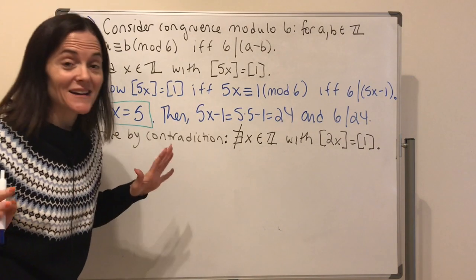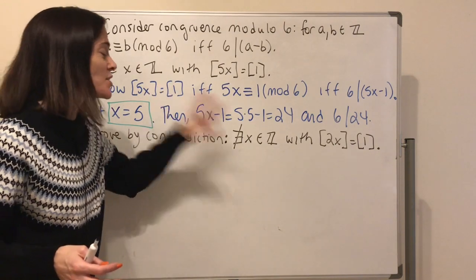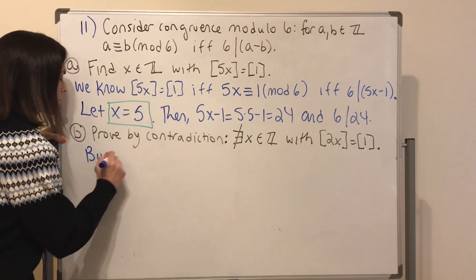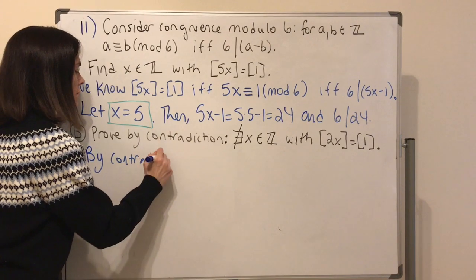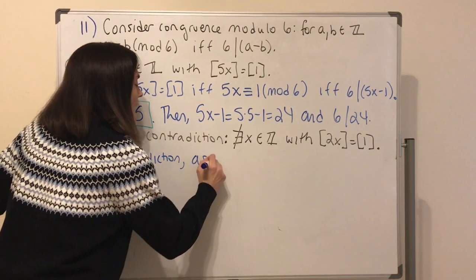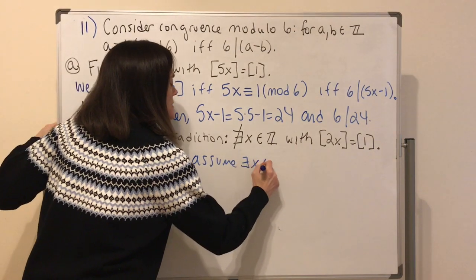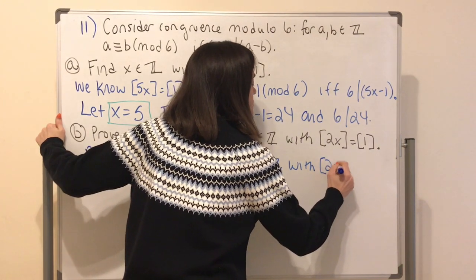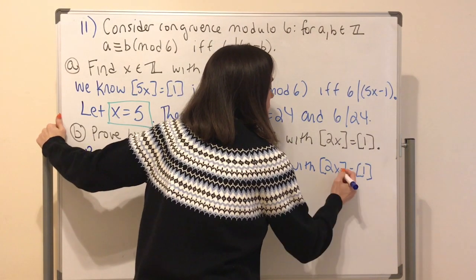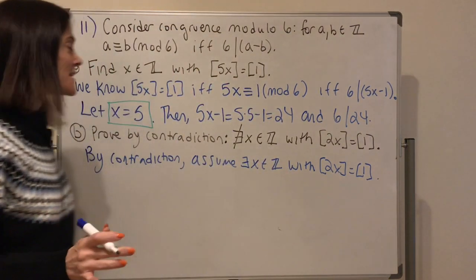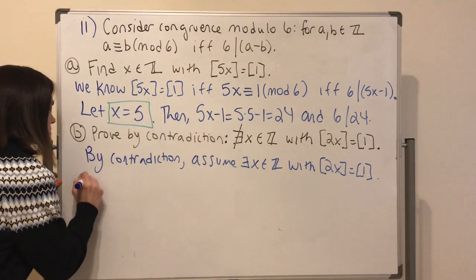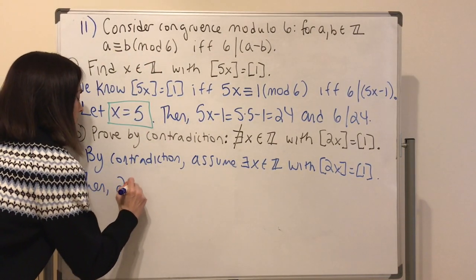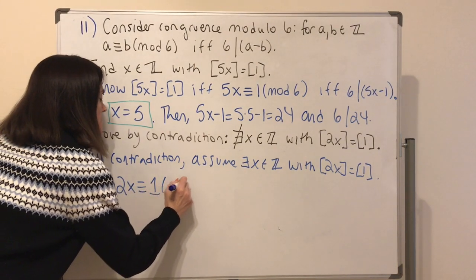Well, to prove by contradiction, this is a non-existence statement, right? So we would assume there is one. By contradiction, we assume there exists an x in Z, and I am still working mod 6 here, with the class of 2x equals the class of 1. Okay? Then what does this mean? We just unravel, as we did in the first one. Then 2x is congruent to 1 mod 6.